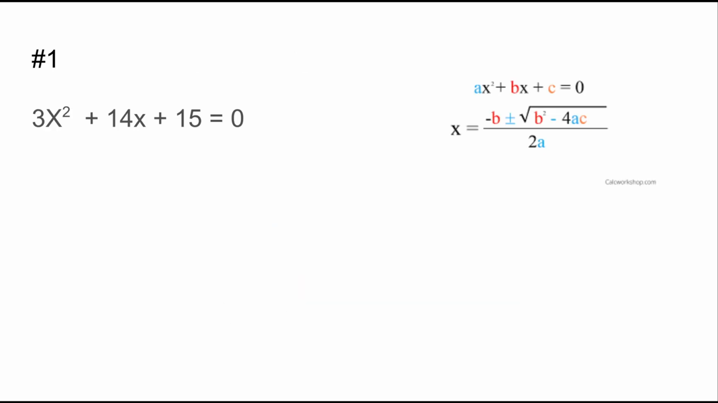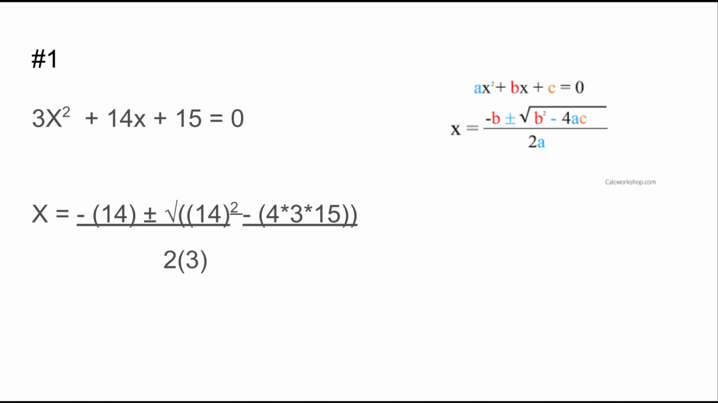Number 1, 3x squared plus 14x plus 15 equals 0. Is this in the right format? Yes, because it equals 0, and we have an a and a b and a c term. Let's put it into our formula. x is equal to negative 14 plus the square root of 14 squared minus 4 times 3 times 15, enter, divided by 2 times 3 equals negative 1.67.